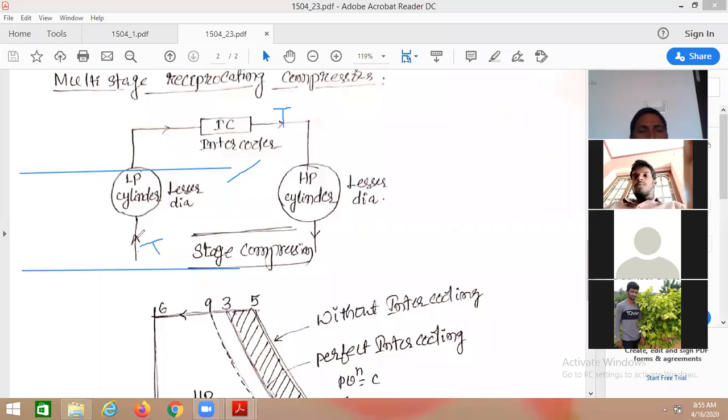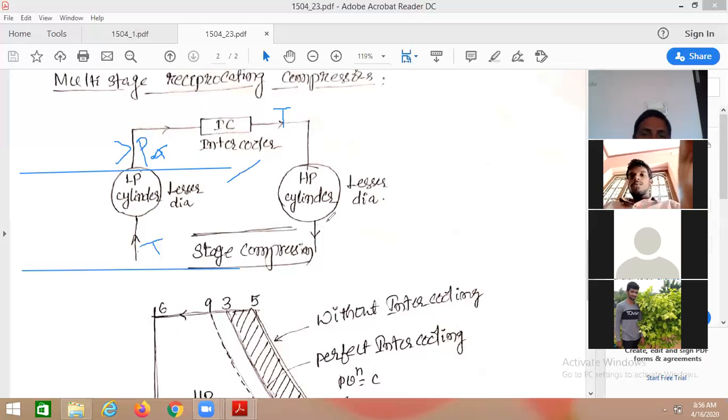The inlet pressure is at or below atmospheric pressure, and after compression it is above atmospheric pressure. This is greater than P atmosphere, whereas here it is atmospheric pressure. But the temperature here is the same as what we observed while entering the LP cylinder. So at the inlet temperature of the LP cylinder, at the exit pressure of the LP cylinder, the air now enters the HP cylinder.